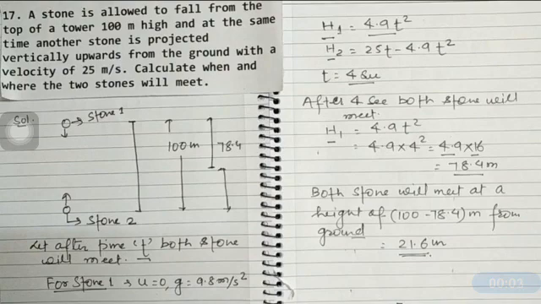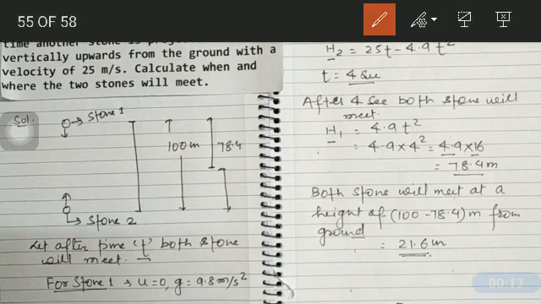For the next part, you have to calculate when and where the two stones will meet. As we have calculated the time, the time is 4 seconds. We know the value of t now, which is 4 seconds. So after 4 seconds, both stones will meet. We can place the value of t in either of the two equations. We are selecting the first equation, which is h1 equals 4.9 t square. After placing the value of t, h1 equals 78.4 meters.